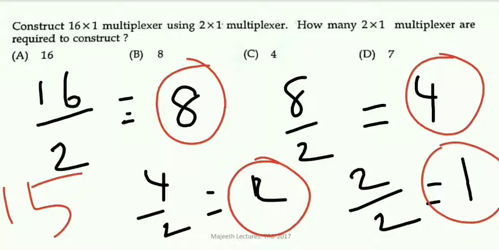But in the answer they didn't give 15, they gave 16, so you can put 16 as your right answer. There is no other option, right? But the exact answer is 15. 16 is the wrong answer. Fine. So whenever they want to construct some multiplexer of larger size by using multiplexer of smaller size, divide a large set of multiplexer by a small set until you reach 1 and add all the quotient values.